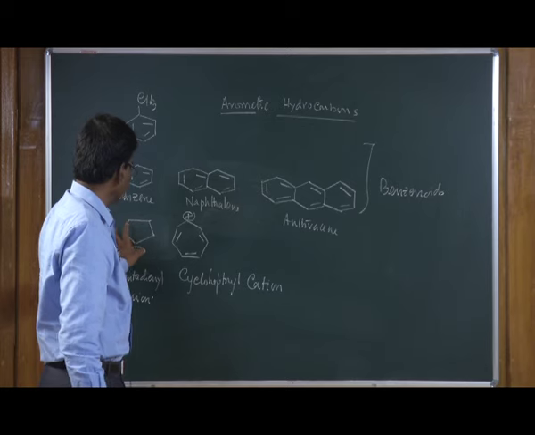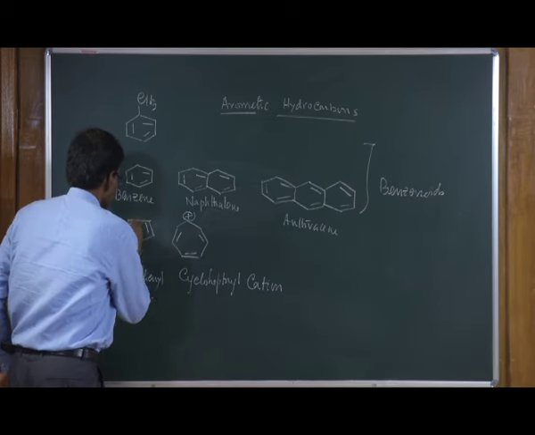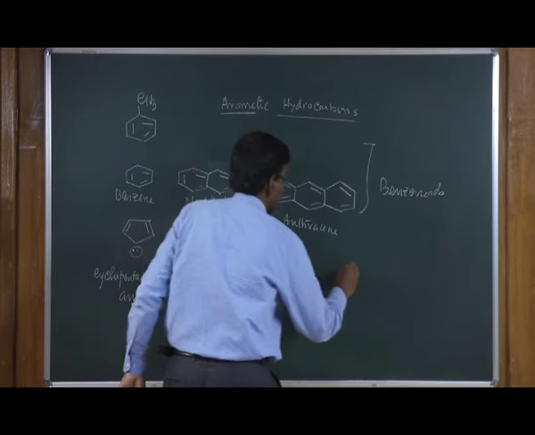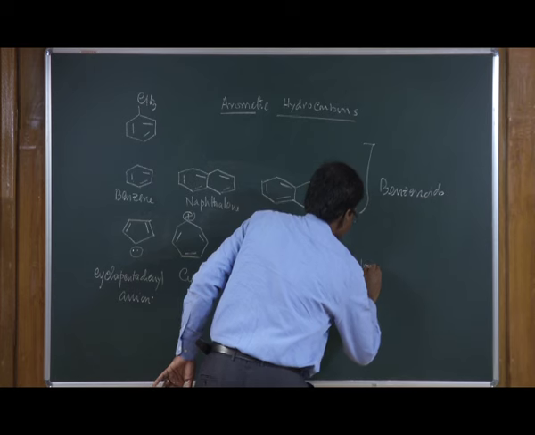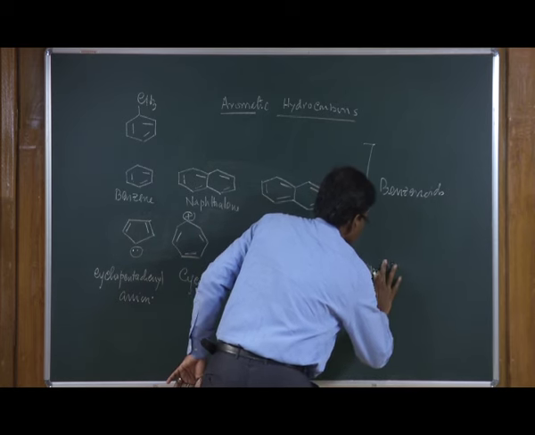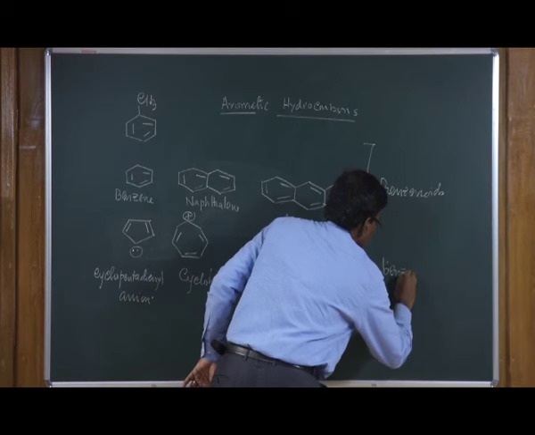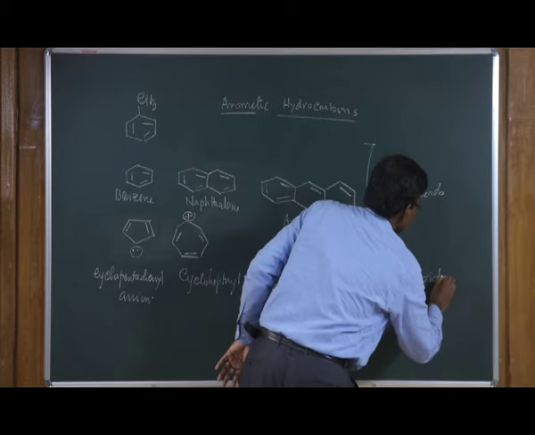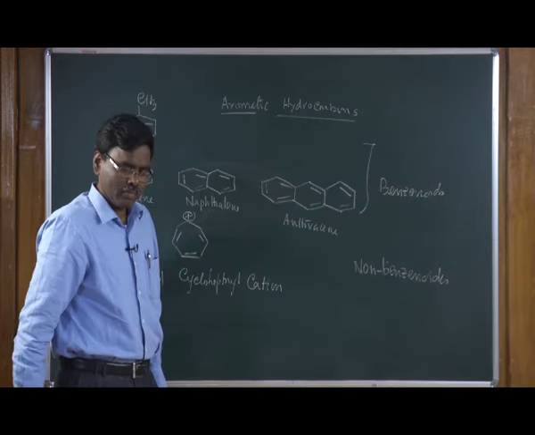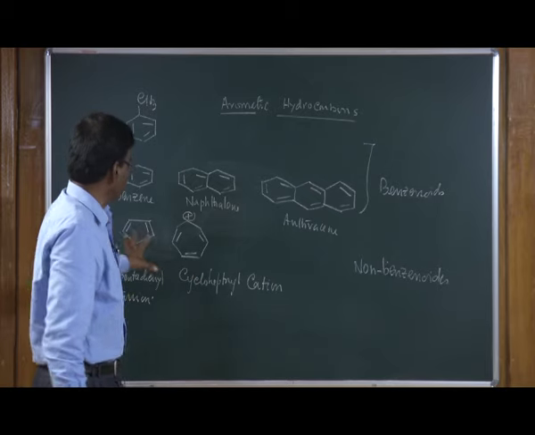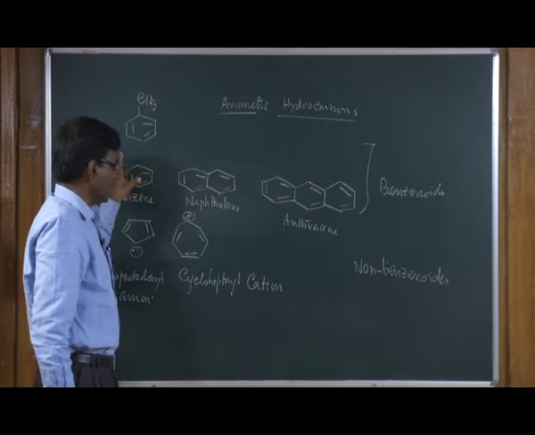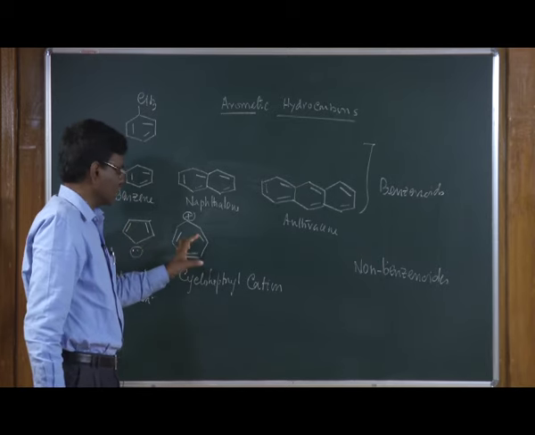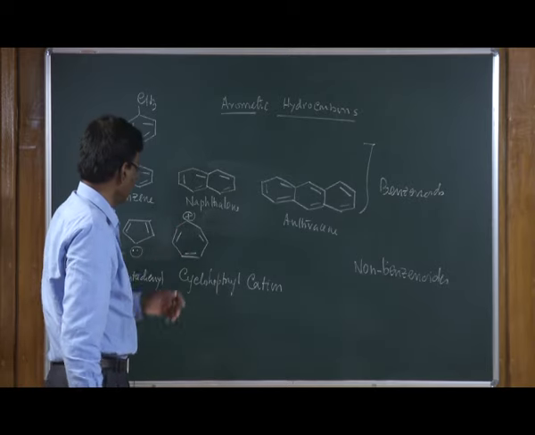The other compounds are aromatic, but they do not have a benzene ring. These are called non-benzenoid aromatic hydrocarbon compounds. They are called non-benzenoids. So aromatic hydrocarbons can be classified into two groups: those that contain benzene and derivatives, or the others, which are aromatic compounds but are 5-membered, 6-membered or 7-membered hydrocarbons.